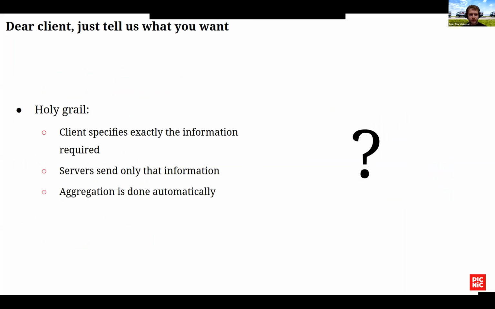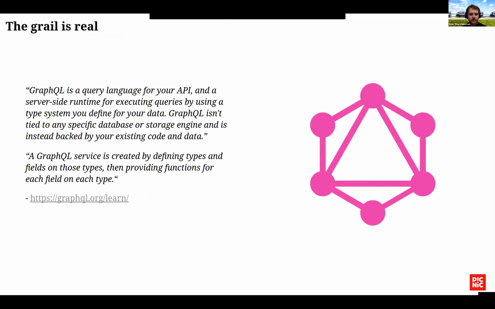And thinking about it, what I really wanted was just for each client to tell me what they want. So if you want certain information about the trip, just tell me that you want it, and the server will send that and only that. And ideally, if I had such a magical technology, this technology would also then pick these relevant parts out of the database and aggregate all of it for me automatically. Well, I had kind of accepted that, well, this kind of thing doesn't exist until I ran into GraphQL.